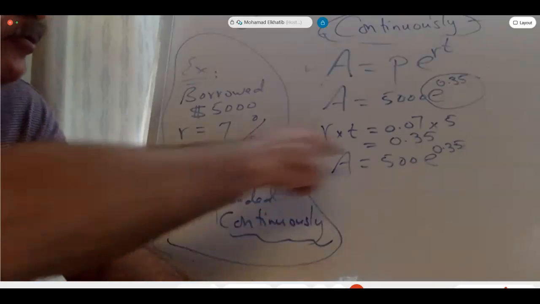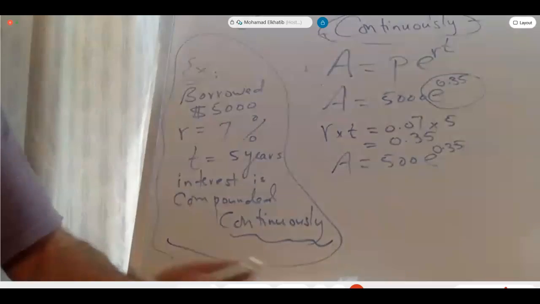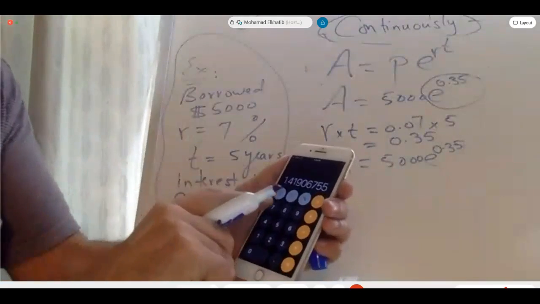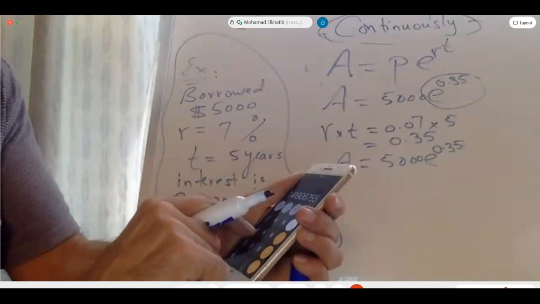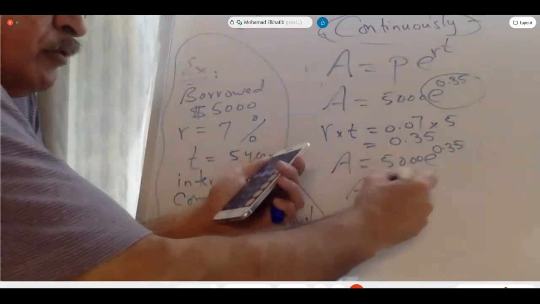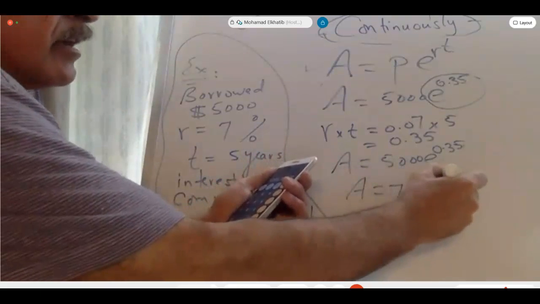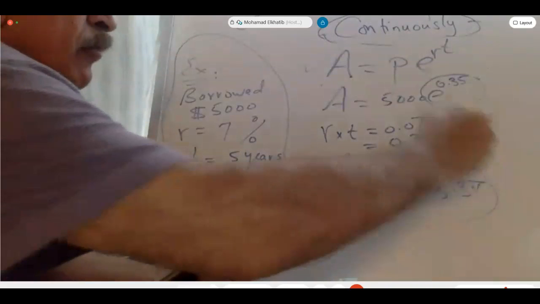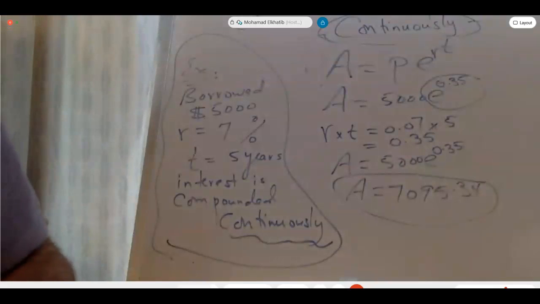Then do times 5,000 and you'll be done. So that number you got, 1.419, don't clear it. Times 5,000, and I got my answer. So the amount due is $7,095.34, and that will be the amount due if the interest is compounded all the time, continuously.